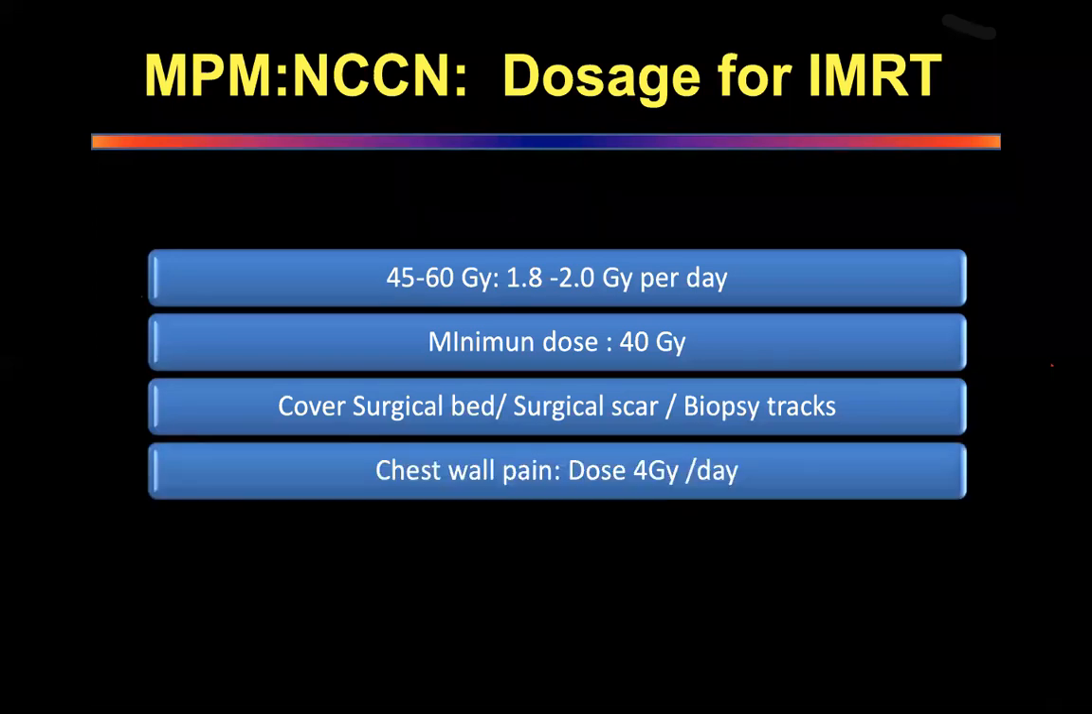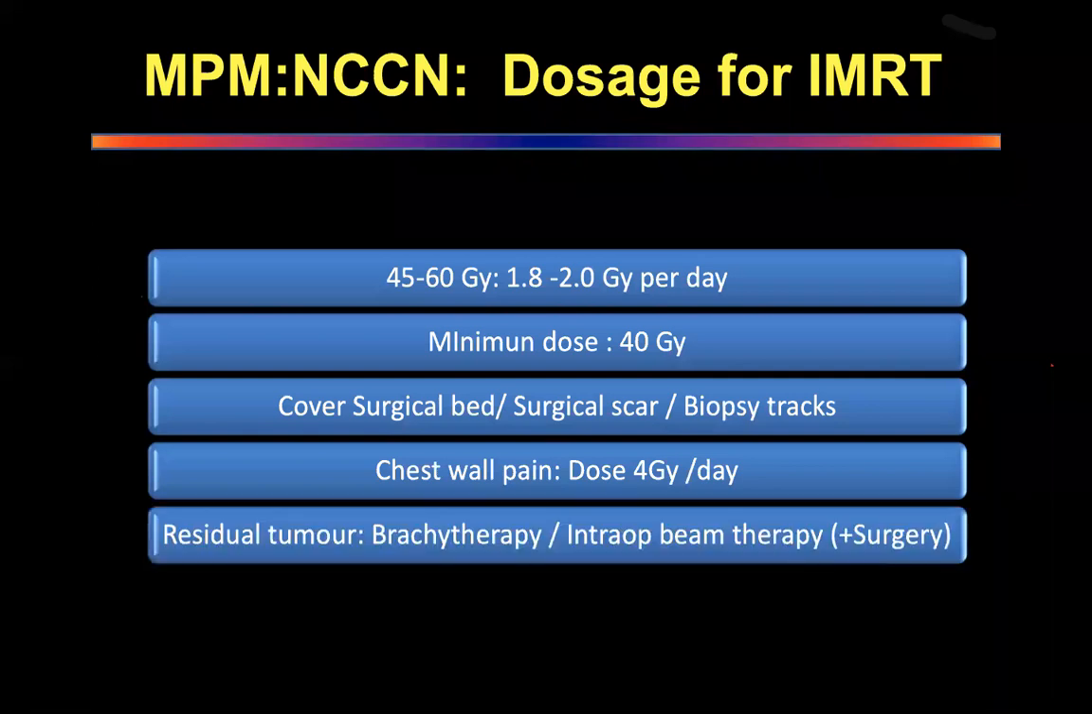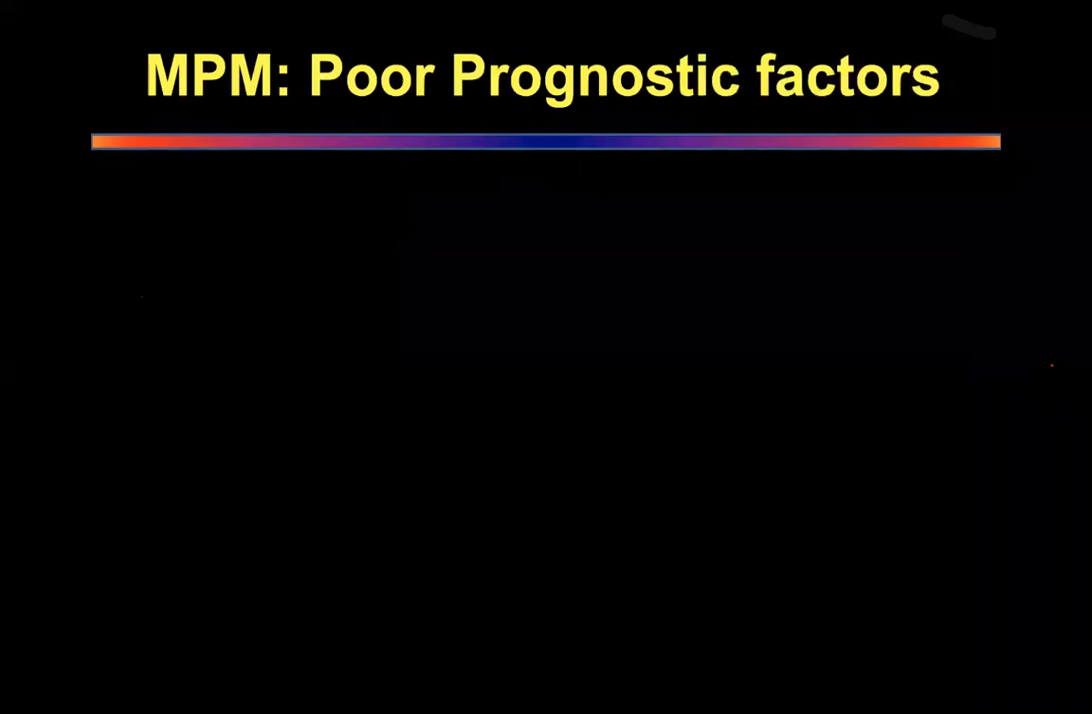When you're giving it for chest wall pain, you can give a higher dose. Here you're giving 1.8 to 2 grays, but for chest wall pain, it's an acute treatment. You really want the tumor to go down. You can give almost up to 4 grays per day to reduce the tumor mass quickly so that the pain comes under control. There is some role of use of brachytherapy and intraoperative beam therapy. This is all in trials at the moment, and nobody knows whether it is worth calling in the radiation oncologist into the operating theater to give intraoperative beam therapy.